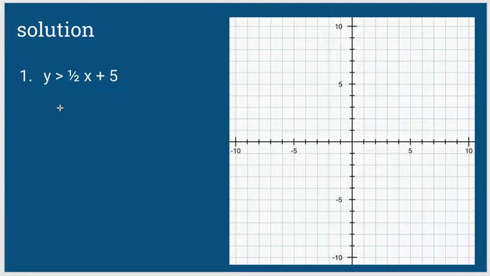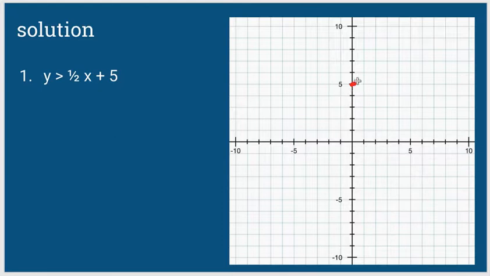So again, just like in the first example, in the first video that I looked at, this inequality is in slope-intercept form. y is by itself on one side of the equation. 1/2 x tells me that 1/2 is the slope, and the 5 is the y-intercept. So I'm going to use that information to mark a couple of points on the graph, starting with the y-intercept at y equals 5.